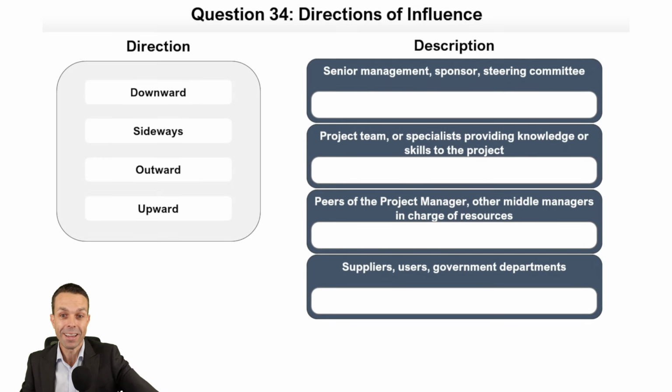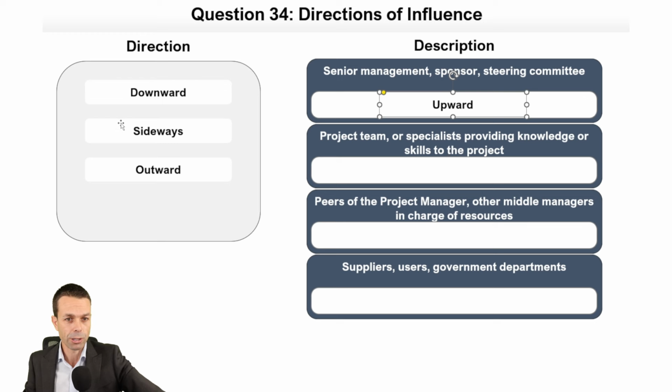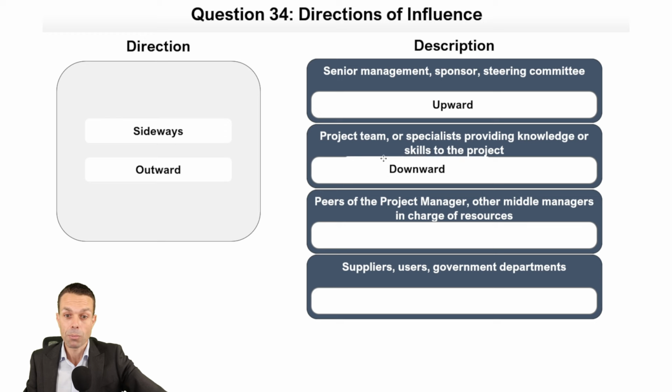Do you remember this one? This is fairly straightforward. If it's senior management, a sponsor, or a steering committee, they are above where we are currently. The project team or specialists providing knowledge or skills to the project. Ooh, that's a tricky one. I wonder if that's sideways. That might be downwards actually. People within the project so that we are managing. So we're slightly above in the directions of influence anyway.